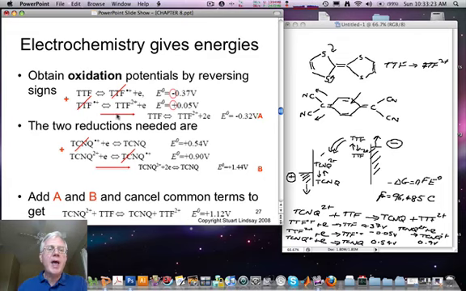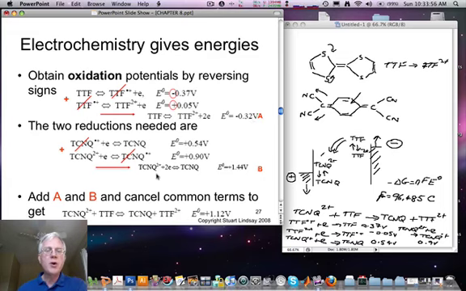So if we now add these equations together and cancel common terms, so you see here we have a TTF+ and a TTF on the left and a TTF+ on the right, we are left then, by summing these together, with an overall expression for TTF going to TTF2+ plus 2 electrons. And by summing these two potentials here, we end up with E0 is minus 0.32 volts.